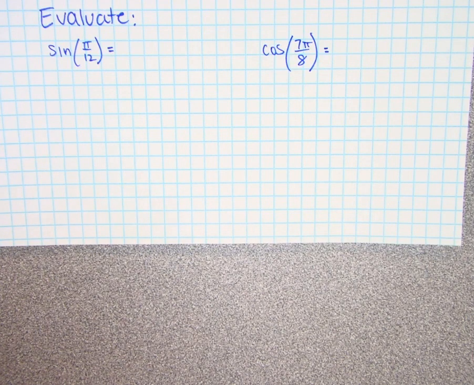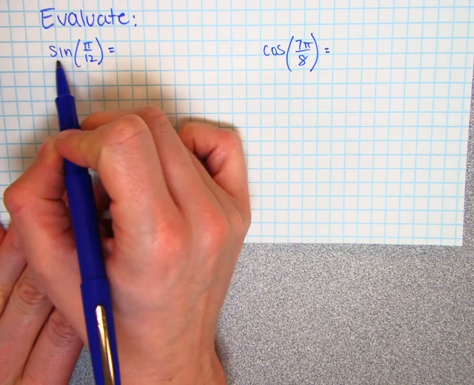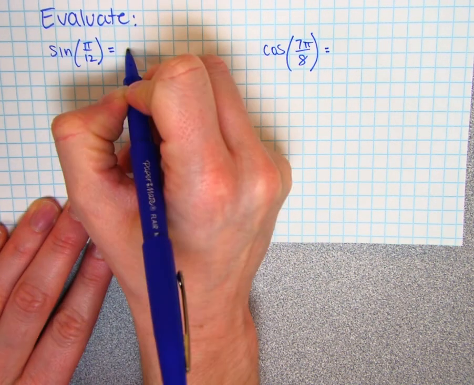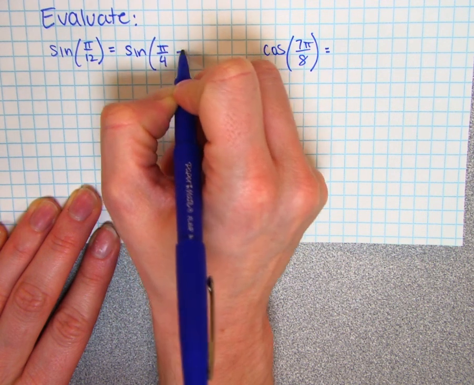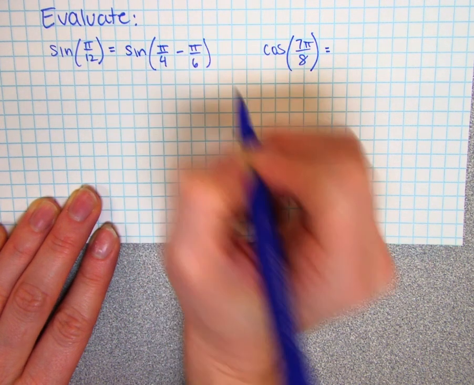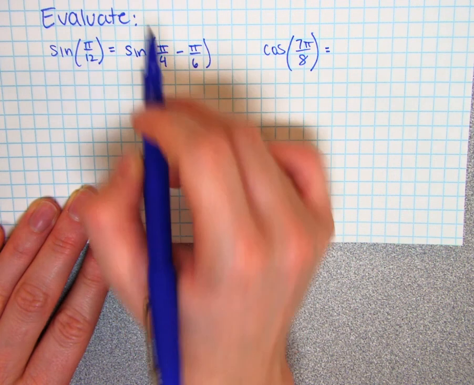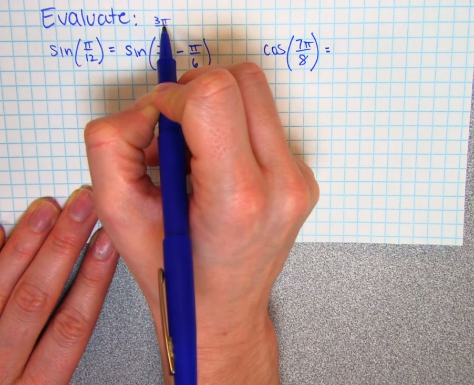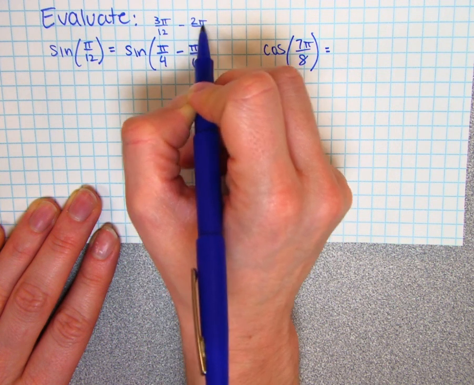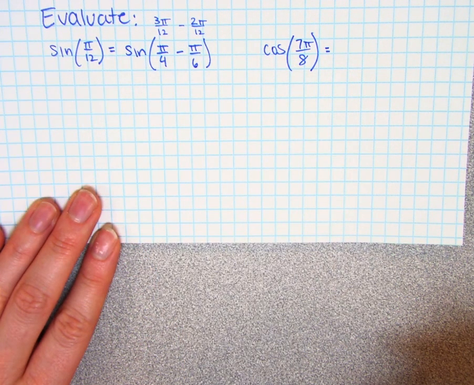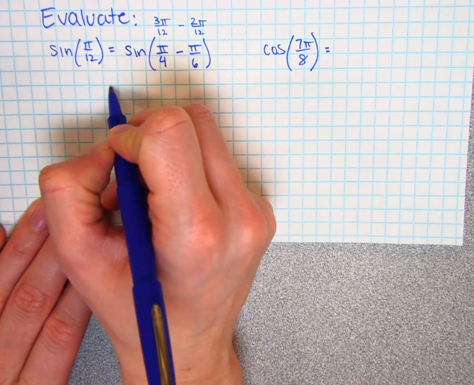Evaluating angles using identities. So we have sine of pi over 12. What I'll use is sine of pi over 4 minus pi over 6. So remember, pi over 4 is actually 3 pi over 12. Pi over 6 is 2 pi over 12. So when we take their difference, we get the pi over 12 that we want.